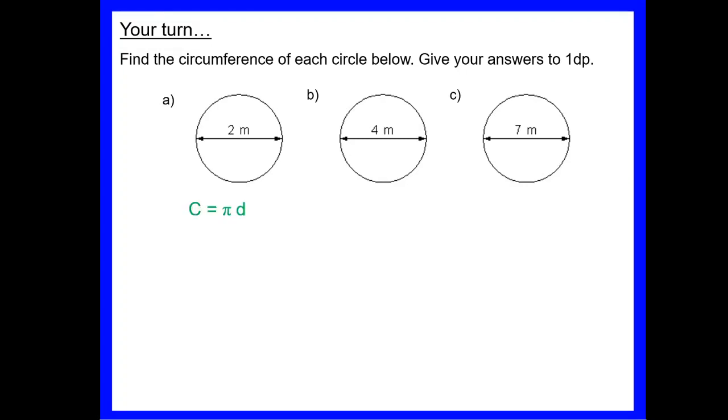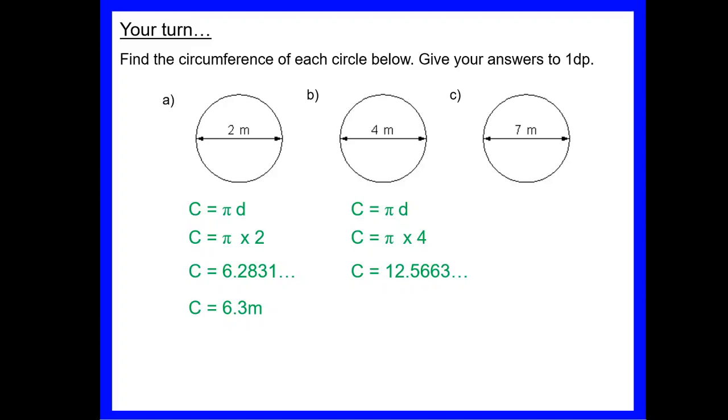Okay, so the first one then, our formula, circumference equals pi times diameter. We're substituting d for 2, so pi times 2, which is 6.2831, etc. And rounded to 1 decimal place, we get 6.3 meters. For the second one, again, we've stated our formula. We're substituting d this time for 4, so we get pi times 4, which is 12.5663, etc. And rounding to 1 decimal place is 12.6 meters.